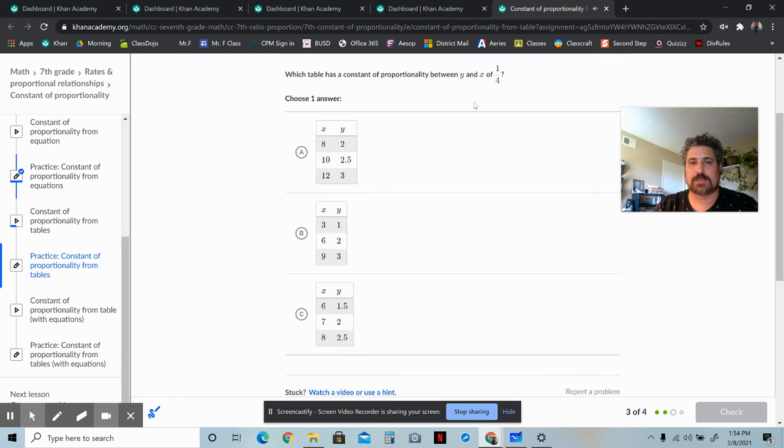Okay, for the next one, it says which table has a constant proportionality between y and x of 1/4. So basically, y over x is 1/4, right? So this is 2/8. Is 2/8 the same as 1/4? Yes. Is 2.5 out of 10 the same as 1/4? Yes, that's the same as 5 out of 20, which is the same as 1 out of 4. Is 3 out of 12 the same as 1/4? Yes. Times top and bottom by 3. You can see that that's the same as 3/12. So this is the good one. It works. The others don't need to be checked. 1/3 is not the same as 1/4, and 1.5 out of 6 is 1/4, but 2 out of 7 is not.